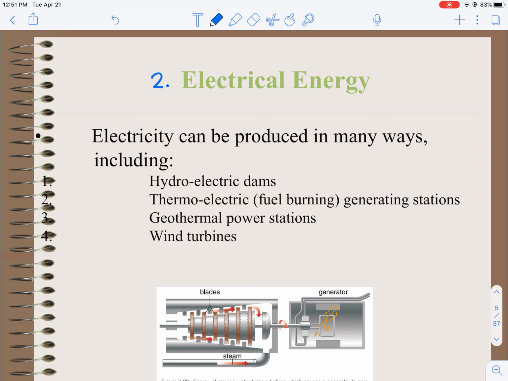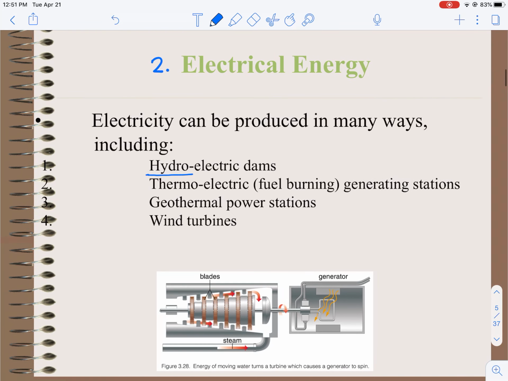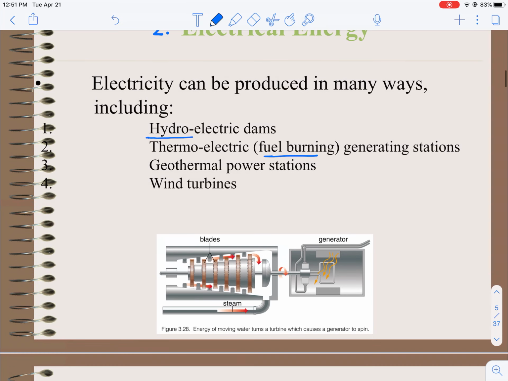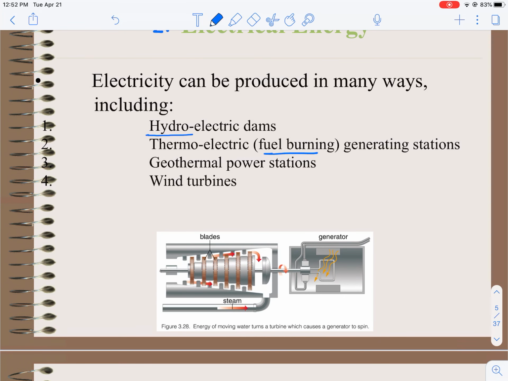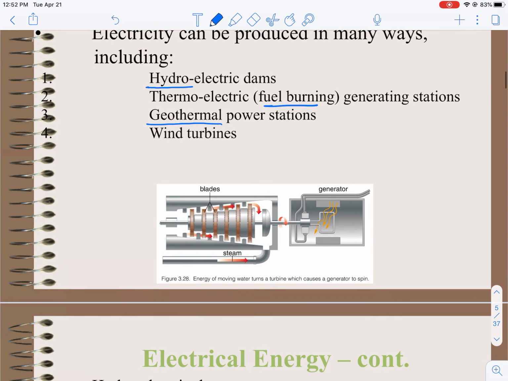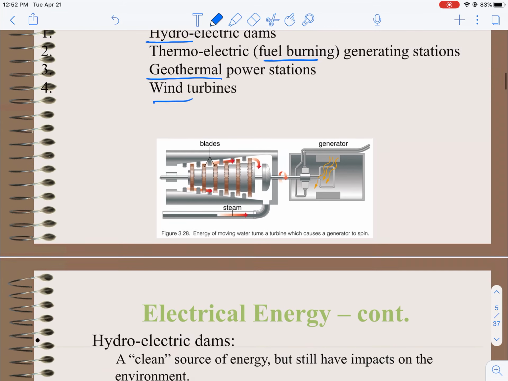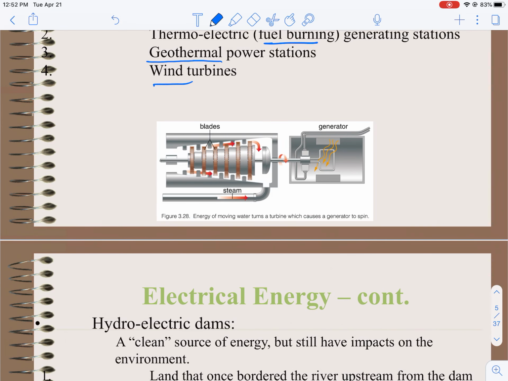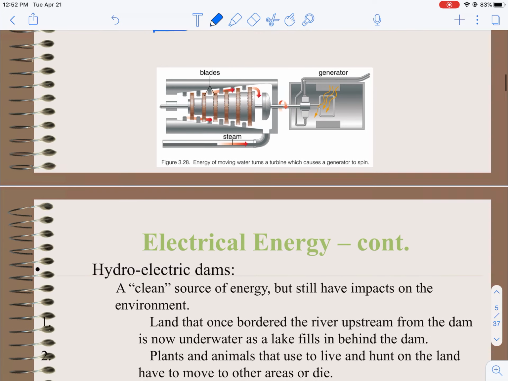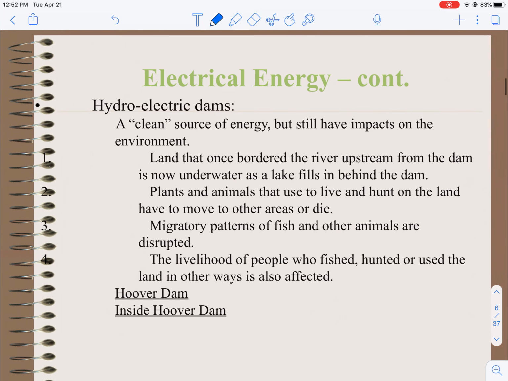Electrical energy has a lot of different ways that it can be produced. So hydroelectric would mean that there's running water that can turn a turbine and make electricity. We can burn fuels to generate electricity. We can get geothermal hot steam coming from the earth to go up and turn a turbine to make electricity, or even wind. So a lot of possibilities exist.